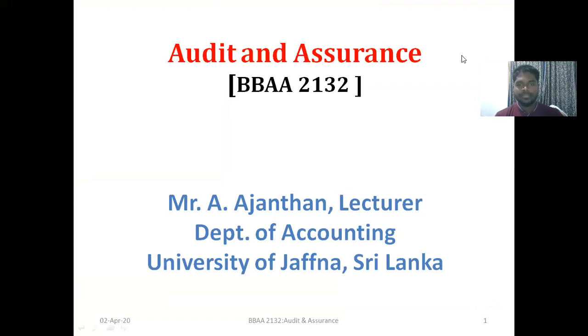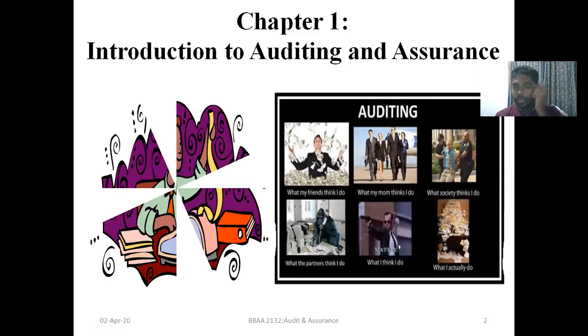The first slide indicates some basic information, as I told you earlier in the previous video lecture, the lecture plan. So I hope you have some idea. The unit name is Audit and Assurance. Then the second one is the course unit code, BBAA 2132. This is my name. This is my department. I'm from the Accounting department. These animations are there. Then we go to the second slide.